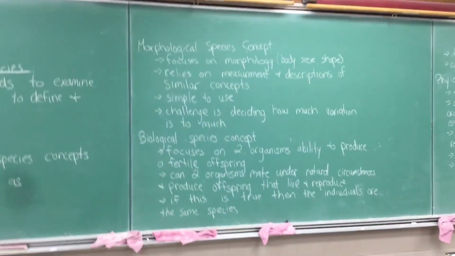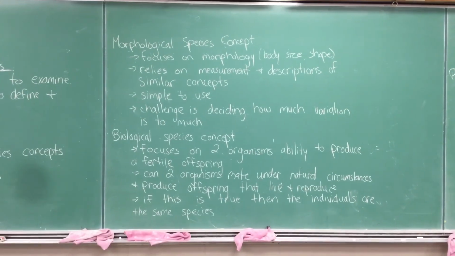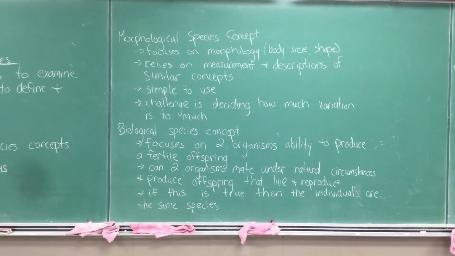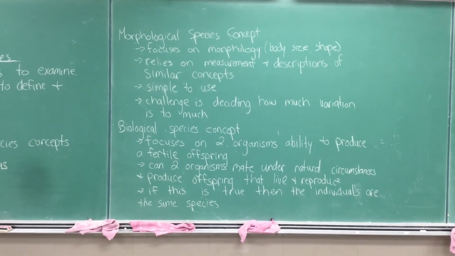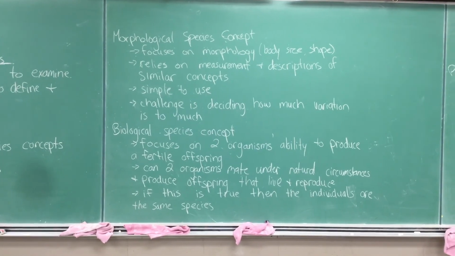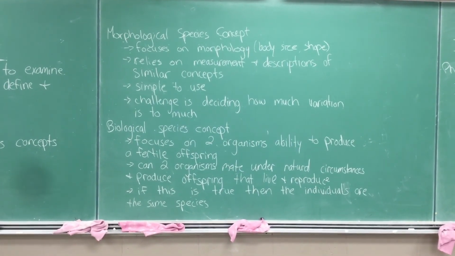Morphological species concept. It focuses on the morphology: the body size, the shape, any structural features. It relies on measurement and description of those similar features. It's simple to use as an advantage, and as a disadvantage, it's challenging to decide how much variation is too much. Where do you draw the line? When does a species become a new species?